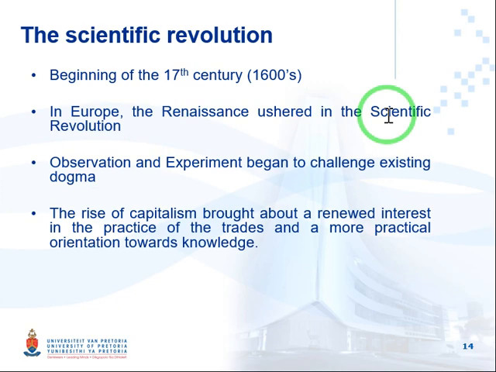The scientific revolution started at the beginning of the 17th century when the foundations of the old order of society were shifting. Galileo, Francis Bacon, René Descartes, Robert Boyle, and Isaac Newton are some of the big names that rose during the era of the scientific revolution. The rise of capitalism brought about a renewed interest in trades and more practical approaches toward knowledge as well, which helped it.